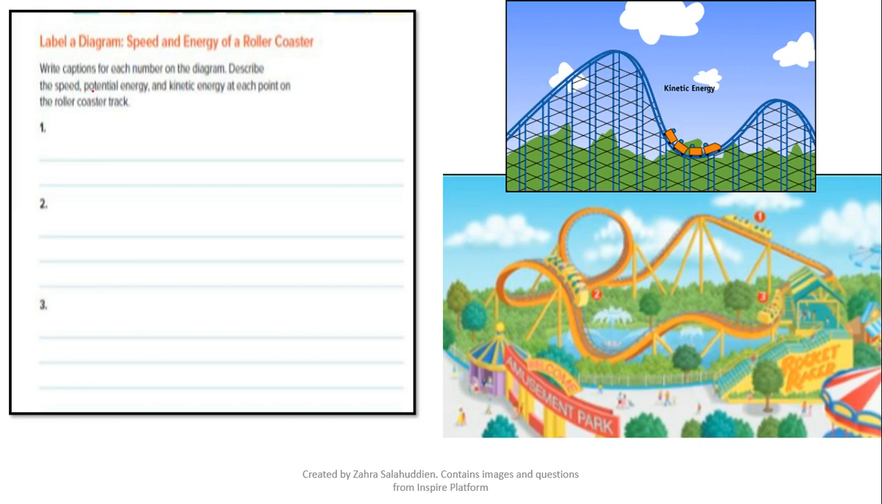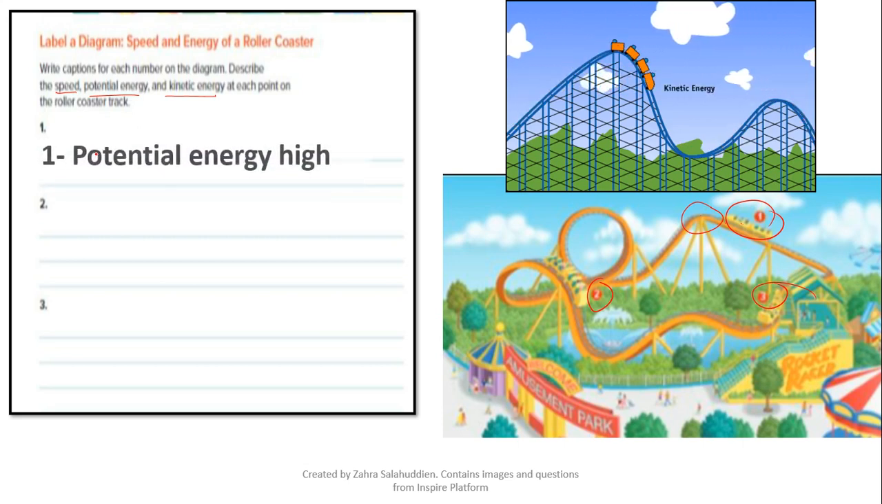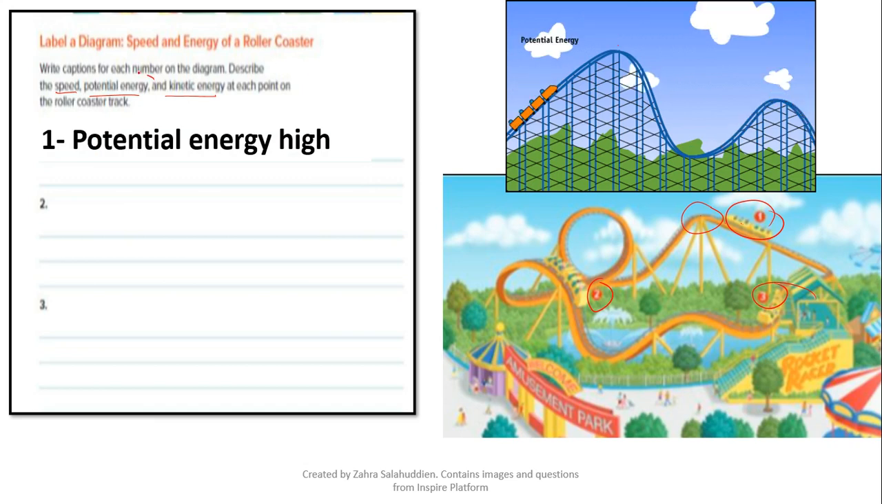So the question says, describe the speed, potential energy, and kinetic energy at the point 1, 2, and 3 on the roller coaster. So at point 1, we can see that this car, the roller coaster car, is going to its highest point. At the highest point, if you've ever been on a roller coaster, you know that it stops and it just stays there at the highest point before it starts moving. And at that point, you have the greatest potential energy. So your potential energy is high. So you will take the spelling of the word potential energy and you will write potential energy high.